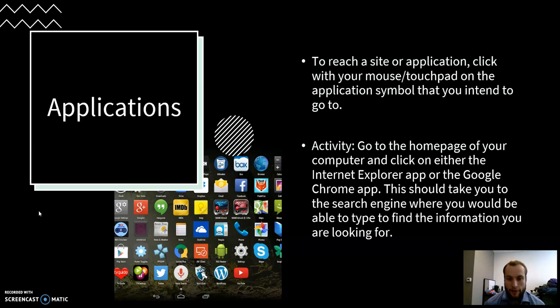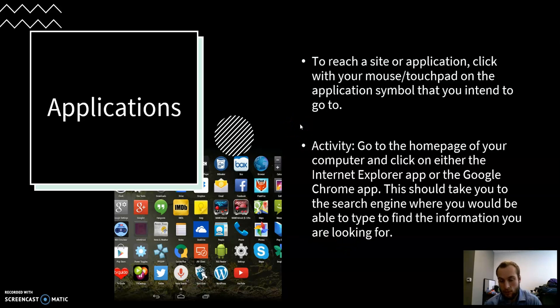So next we're going to go over applications, most commonly referred to as apps. If you see the picture, each one of those little symbols is an app. To reach a site or an application on your computer or your iPad, if you're on a computer, you're going to use your mouse or touchpad and go over top of it with your cursor, and then you're going to click the button that I showed you earlier, and that will take you to whatever application you're clicking on. So if I go over this Facebook app and click on it, it would take me to Facebook's site.